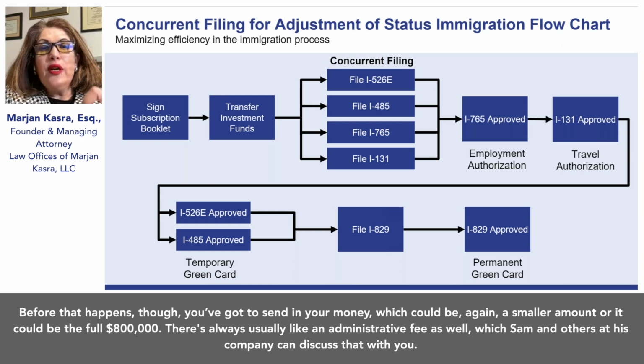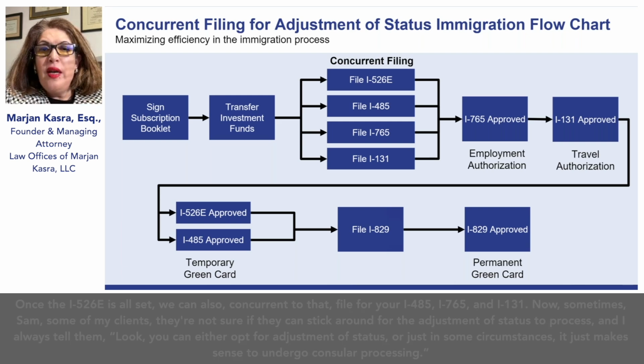Before that happens, though, you've got to send in your money, which could be a smaller amount, or it could be the full $800,000. There's usually an administrative fee as well, which Sam and others at his company can discuss with you.